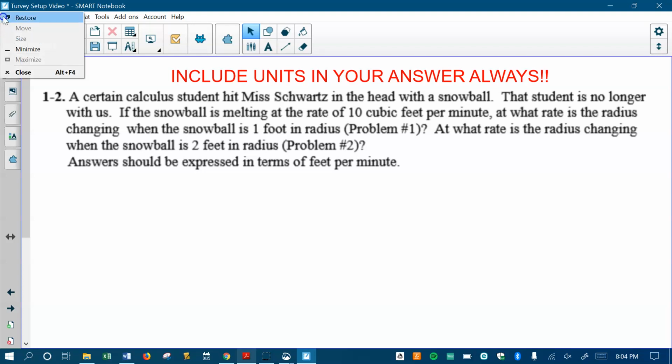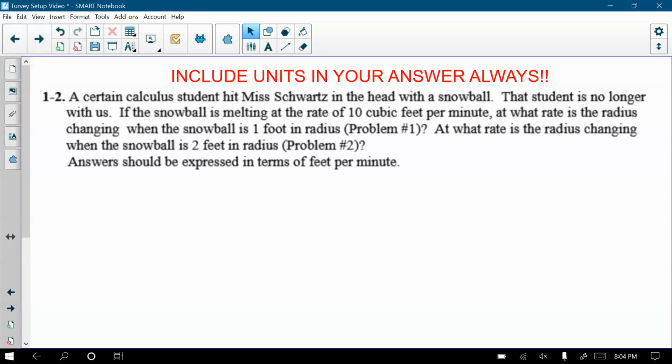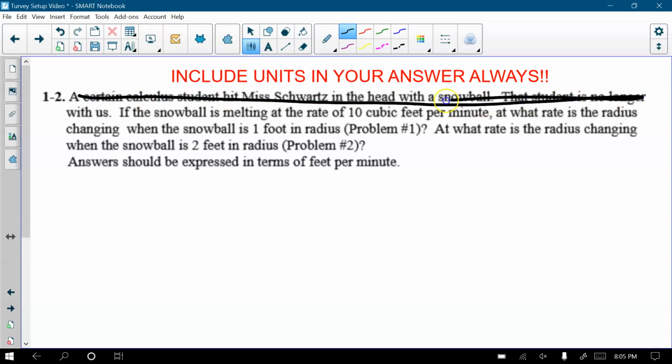So let's look at what we have here. A certain calculus student hit Miss Schwartz in the head with a snowball. Neither of those sentences are relevant. I'm just going to cross those out. Not relevant, not relevant. Okay, now it says a snowball. A snowball's a sphere. So, took care of that one. A sphere.